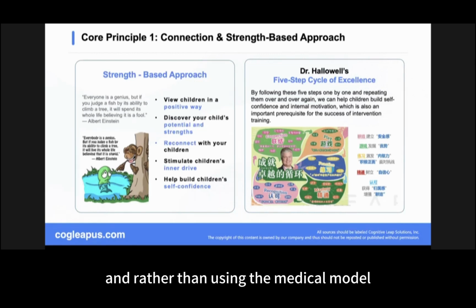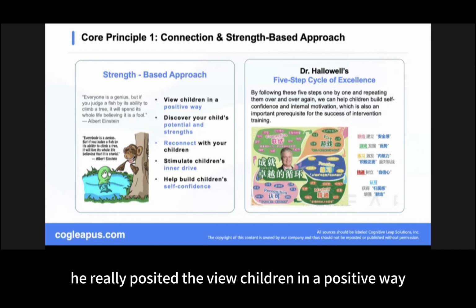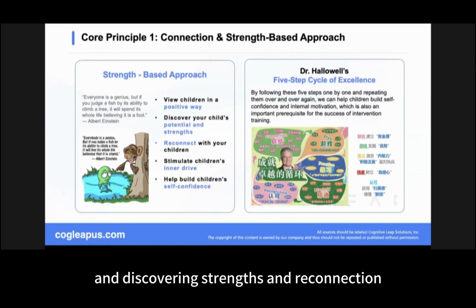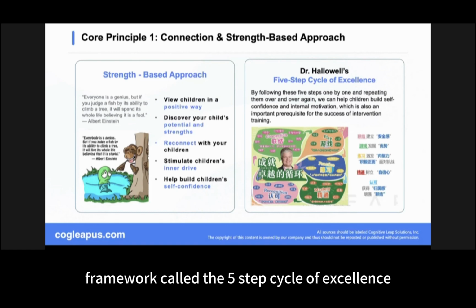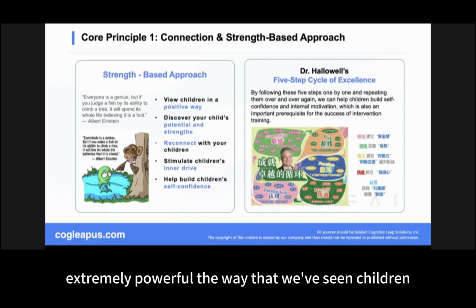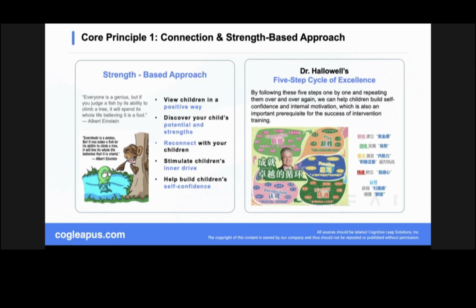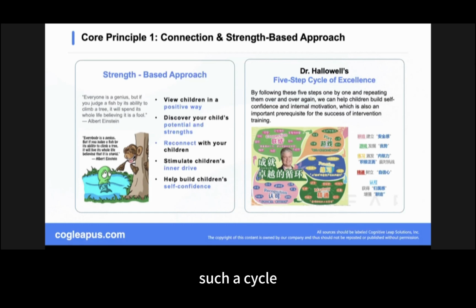Rather than using the medical model, rather than focusing on deficits, dysfunctions, impairments, he posited viewing children in a positive way and discovering strengths and reconnection. And he built this framework called the 5-step cycle of excellence, which looks very simple, but is actually extremely powerful, in the way that we've seen children change from despair to hope when we really implement such a cycle.